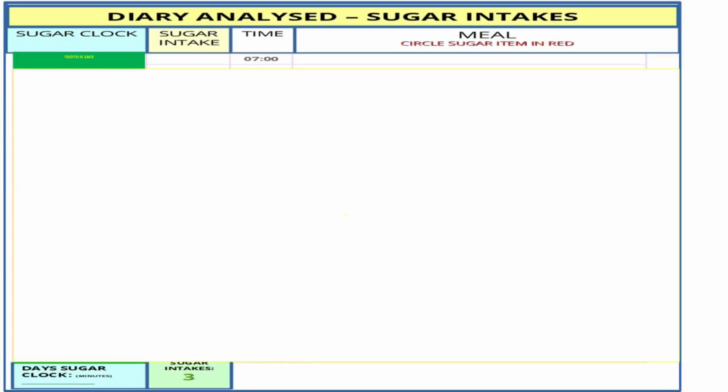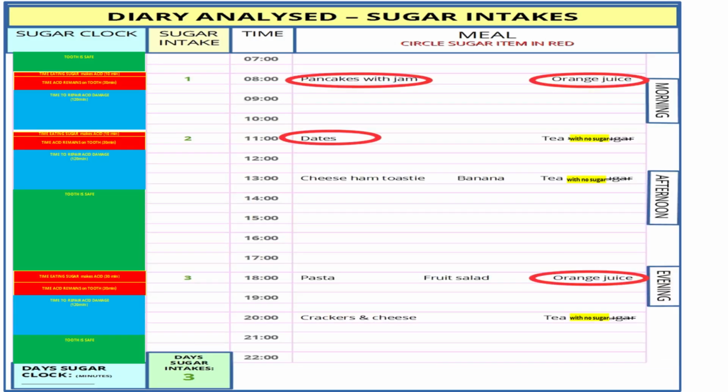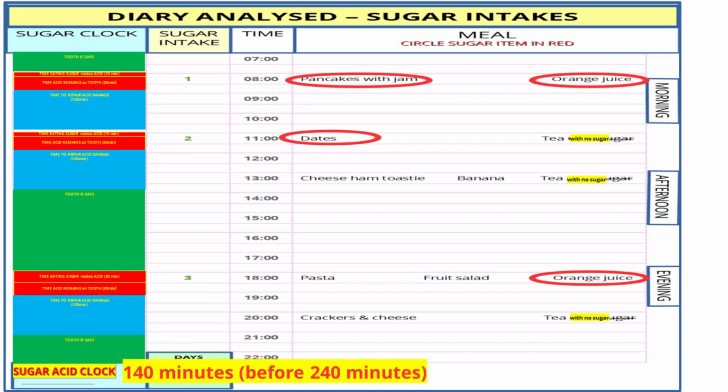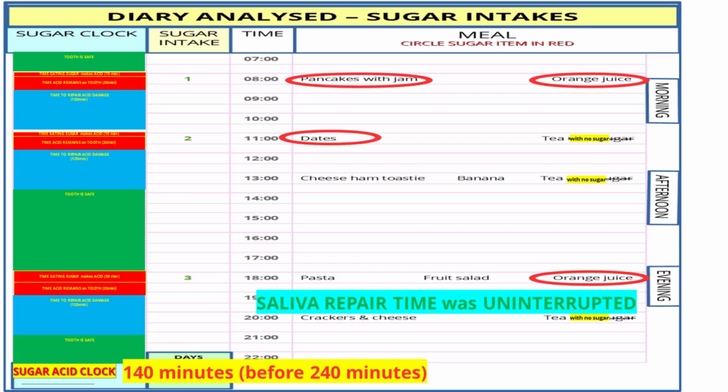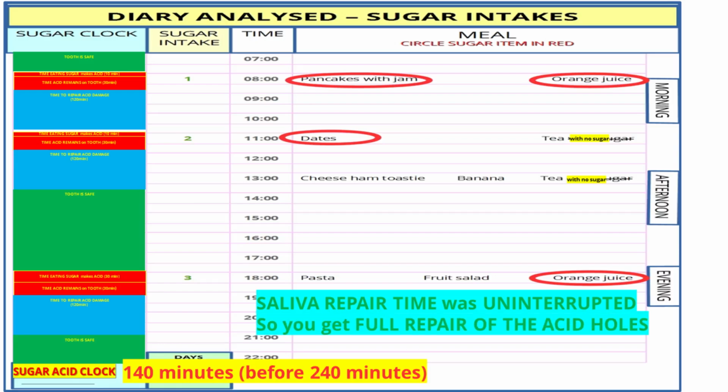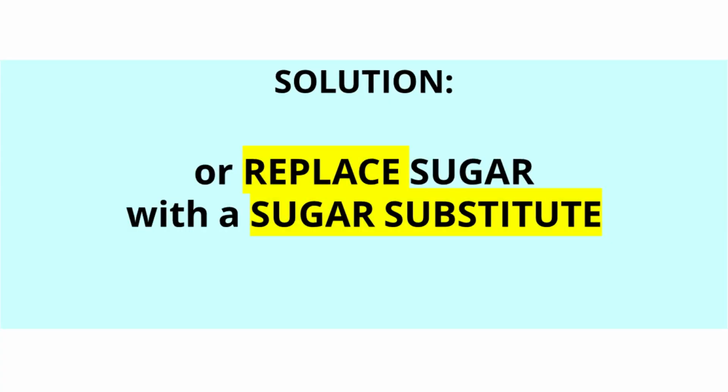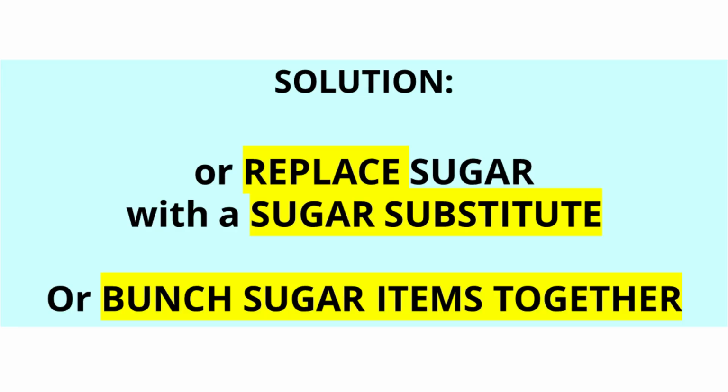And if we do the sugar acid clock analysis again, we find a sugar acid clock of the day of 140 minutes. Before it was 240 minutes when you had tea with sugar. And now saliva repair time is uninterrupted. So you get full saliva repair of the acid damage holes of the enamel. You can also replace sugar with a sugar substitute or bunch sugar items together to reduce your sugar acid clock.